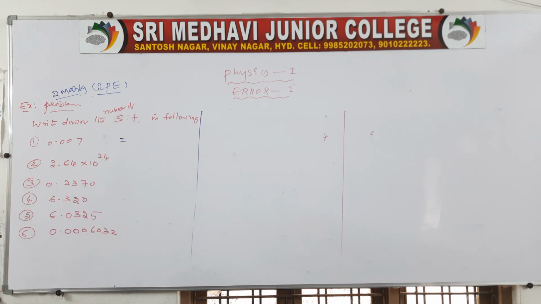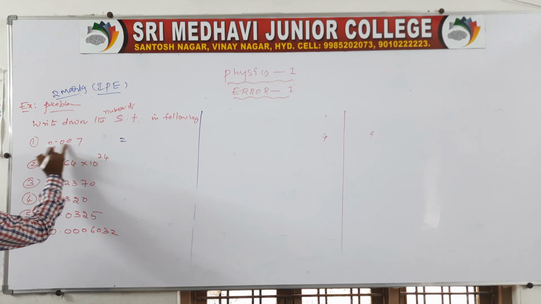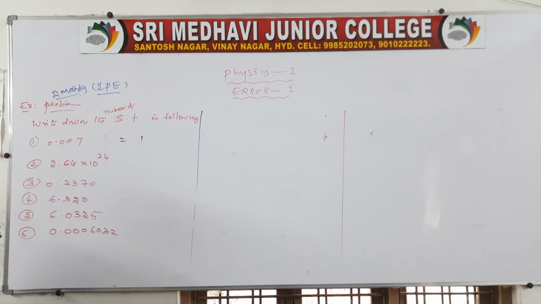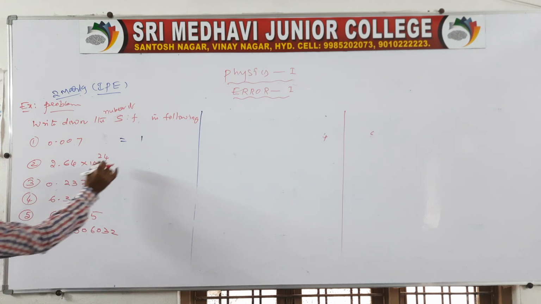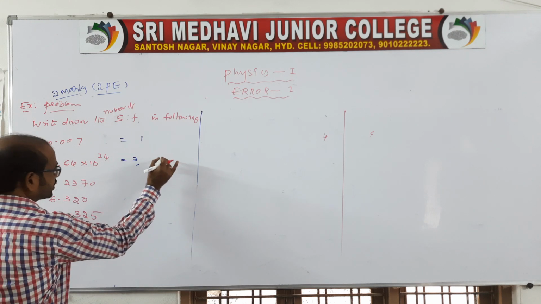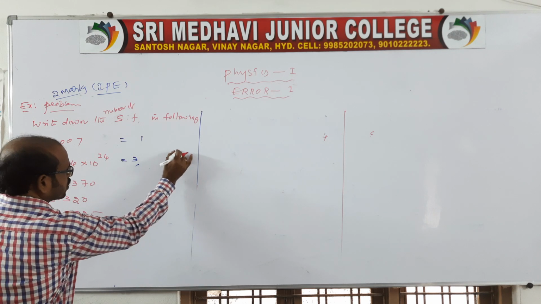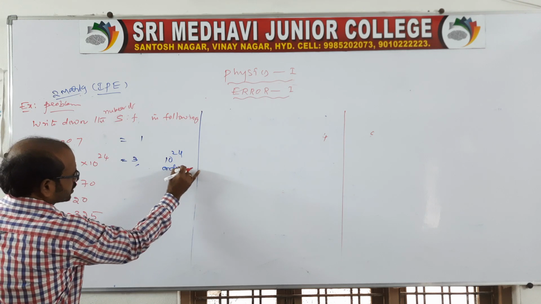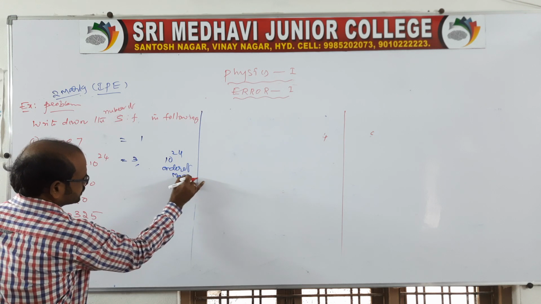Sir, what will happen? Again, we have to apply the rules. See, it is the second or third rule: it is less than 1. Therefore, leave these zeros and the significant number is 1. In the second one, 1, 2, 3 are the significant figures, and we can also take 10 power 24 as the order of magnitude.